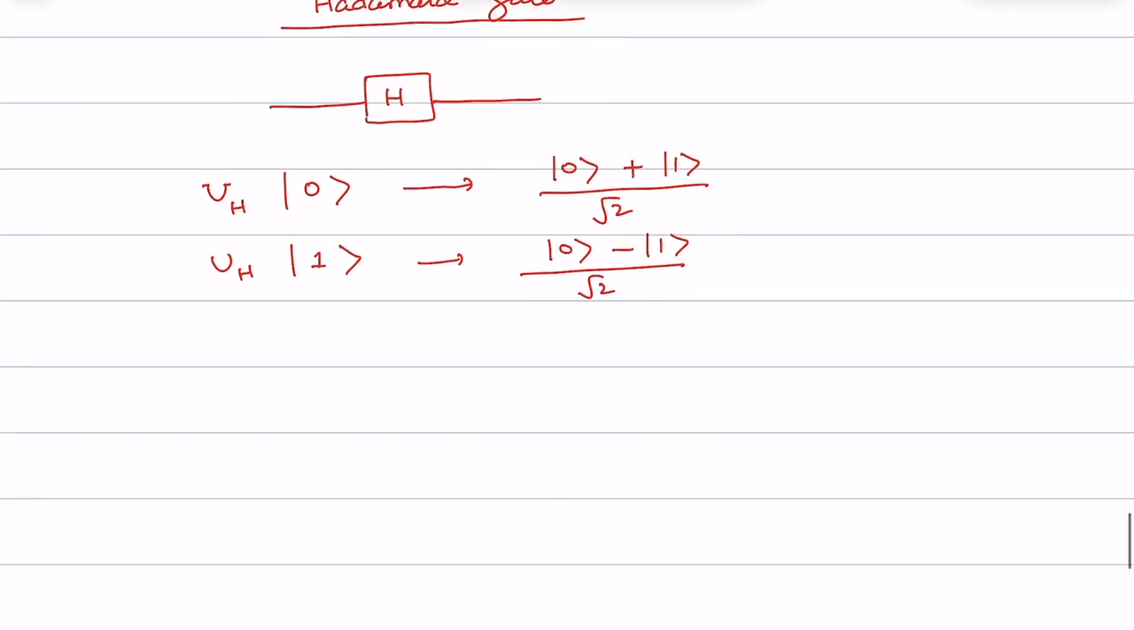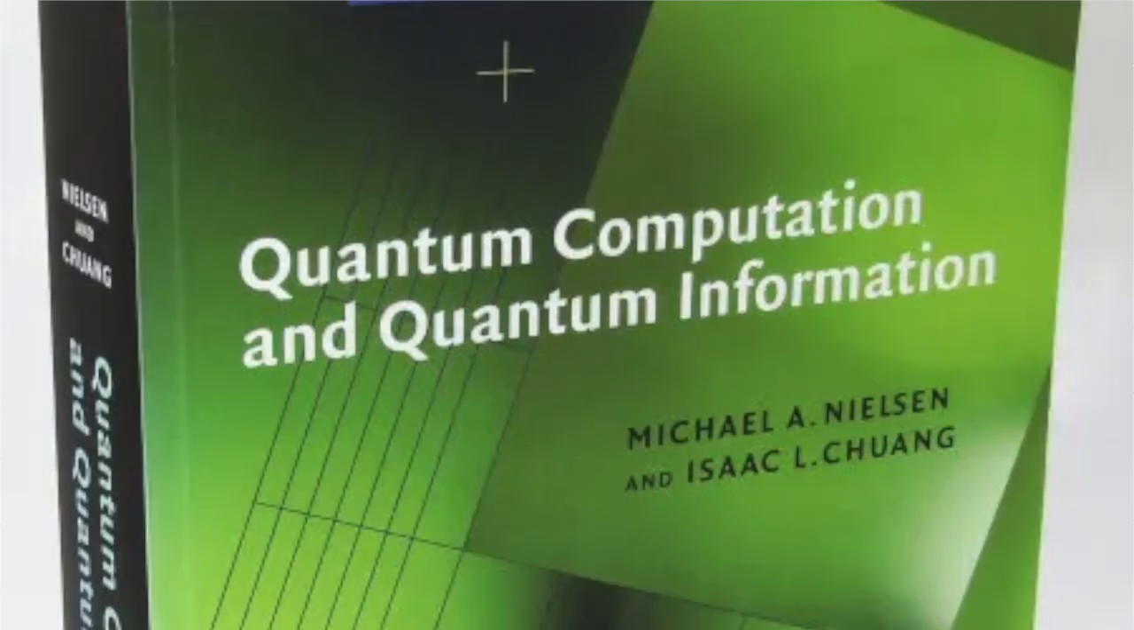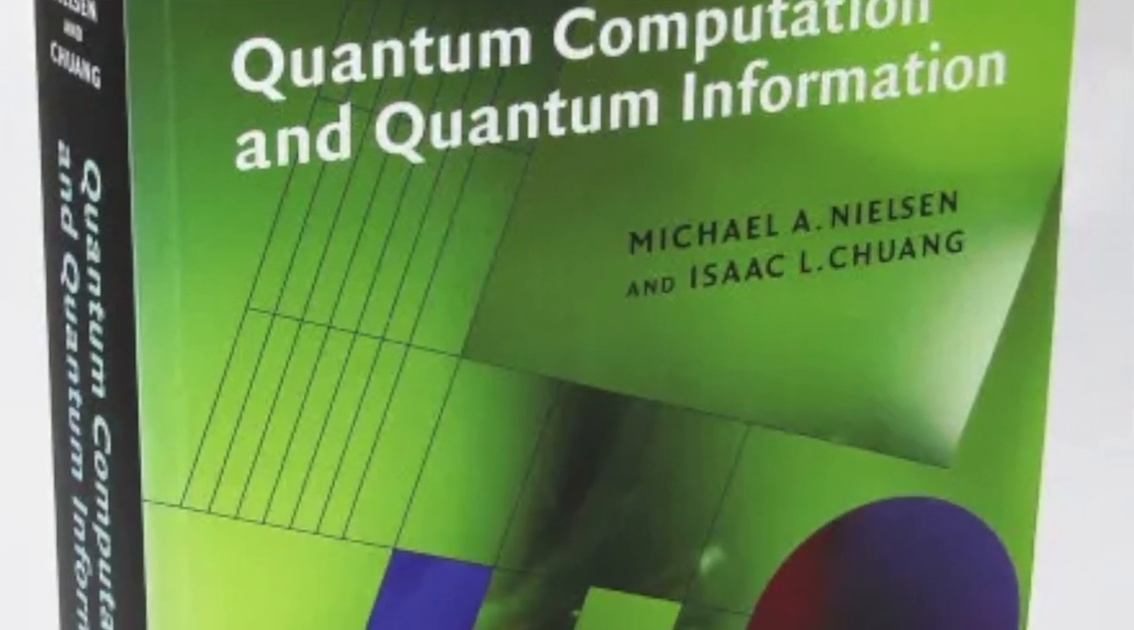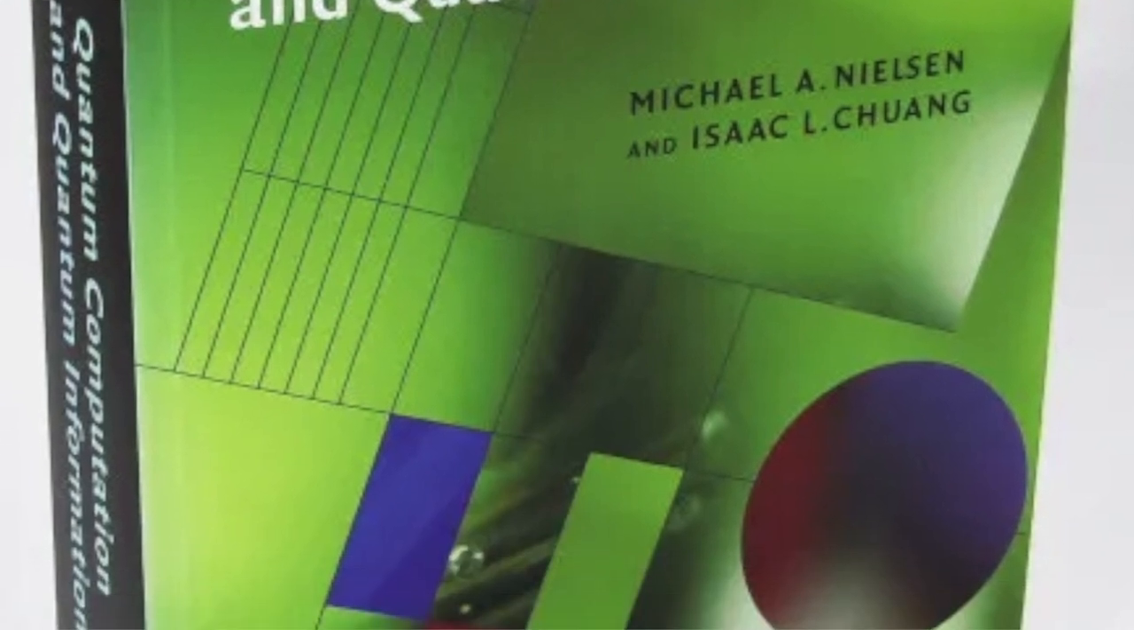Now here also you can write down the matrix form for this Hadamard gate, and it would be 1 by root 2 times [1 1; 1 minus 1]. Because it's a single qubit gate, the basis states here are |0> and |1>. Okay, you can read more about quantum gates in the classic book by Nielsen and Chuang.